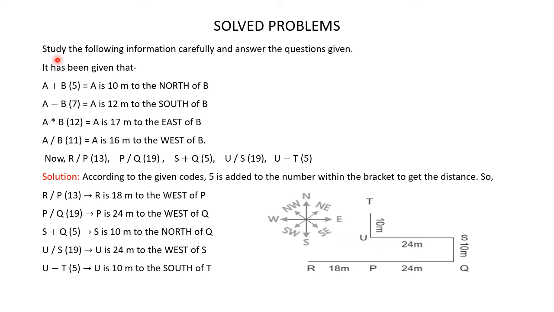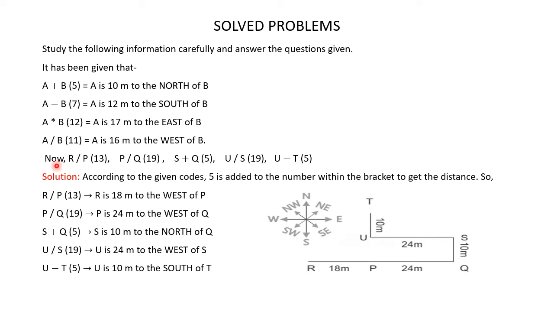Study the following information carefully and answer the given questions. It's been given that A plus B 5 is equal to A is 10 meters to the north of B. A minus B 7 is equal to A is 12 meters to the south of B. A star B 12 is equal to A is 17 meters to the east of B. A slash B 11 is equal to A is 16 meters to the west of B.